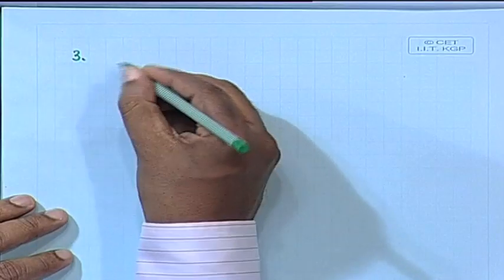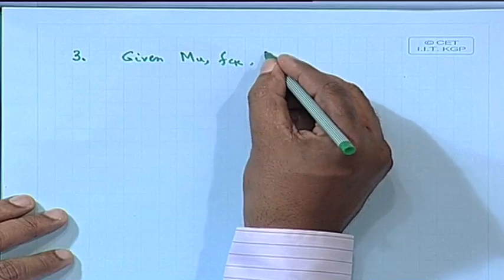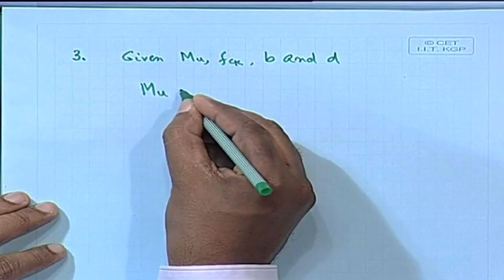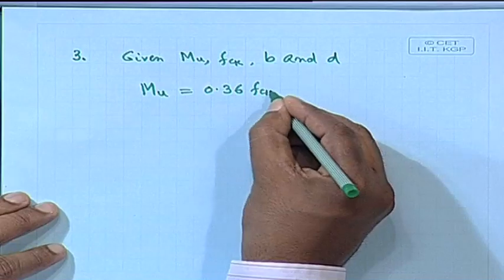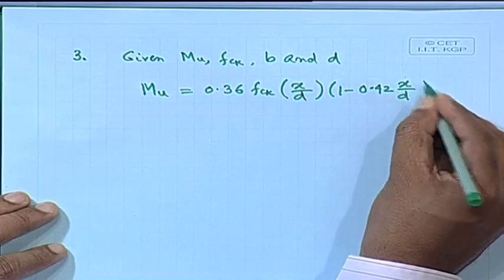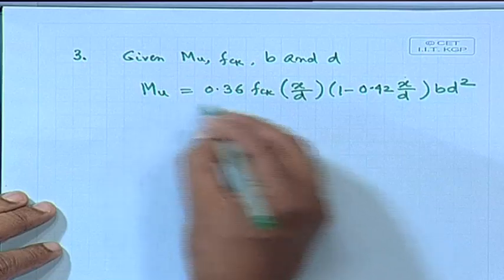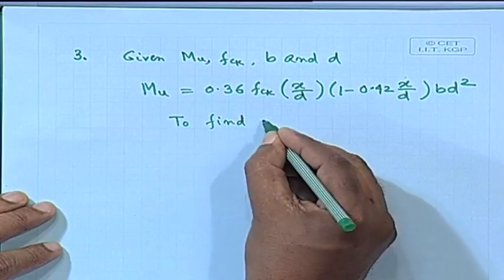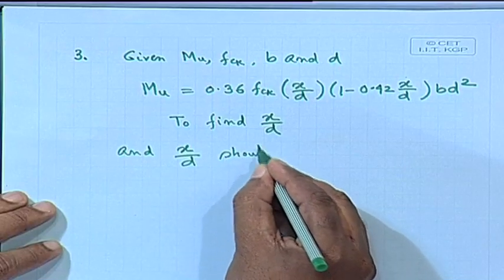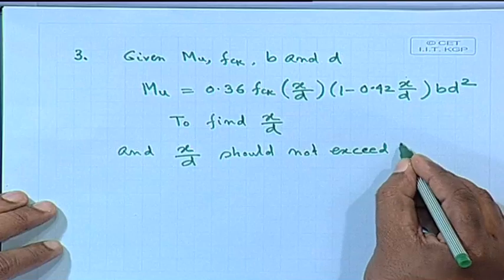Number 3, given Mu, Fck, b and d. We have already done it. Mu equal to 0.36 Fck x by d (1 minus 0.42 x by d) multiplied by b d square. Use this expression to find x by d, and x by d should not exceed the limiting value.